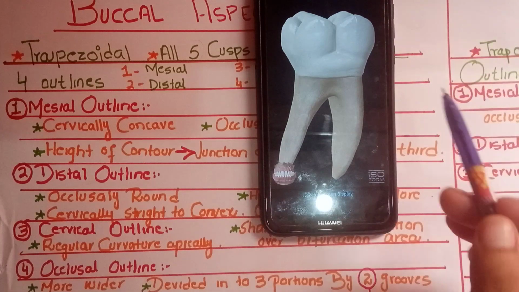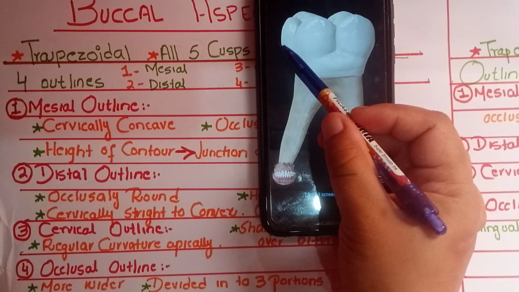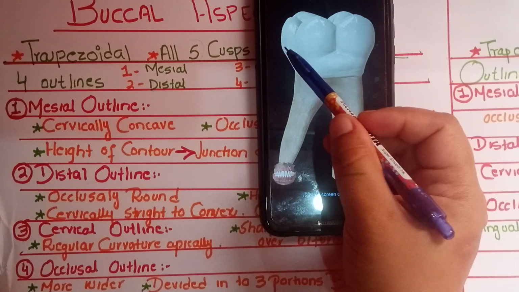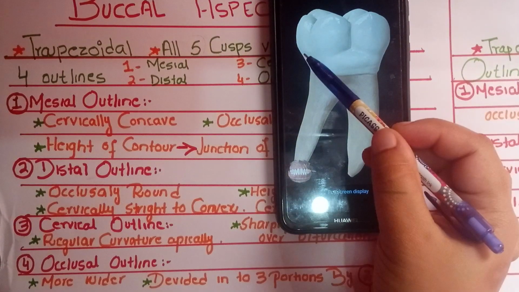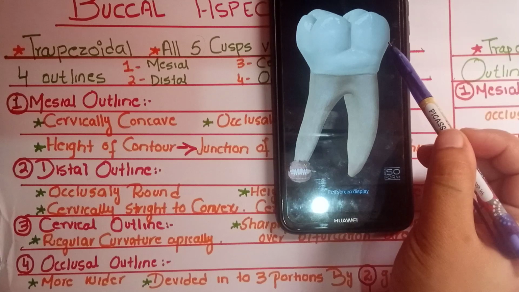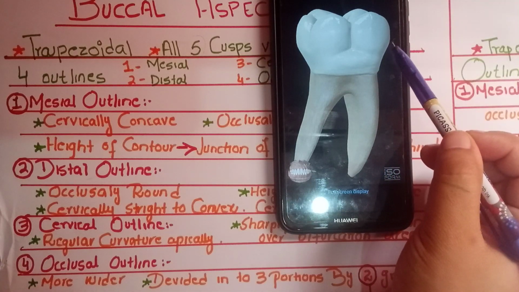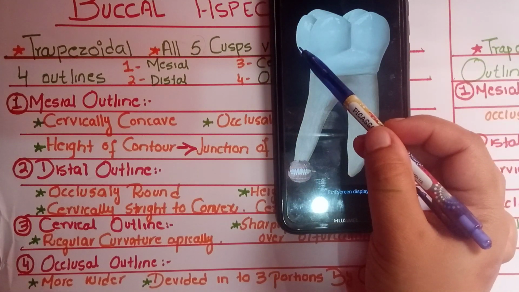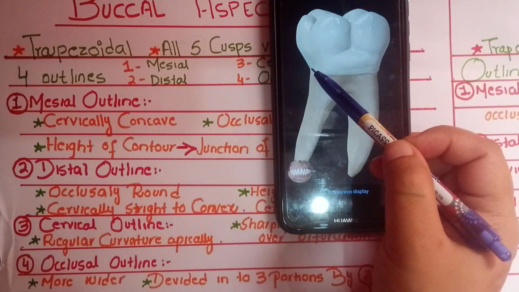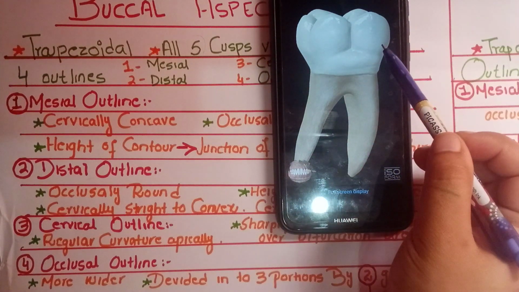And just like the mesial aspect, there is a height of contour, but the one difference is that the height of contour of the distal aspect of the tooth is present more cervically than the mesial aspect. Here is the height of contour of the mesial aspect at a higher level, and here is the height of contour of the distal aspect more toward the cervical, at a lower level than the mesial aspect.